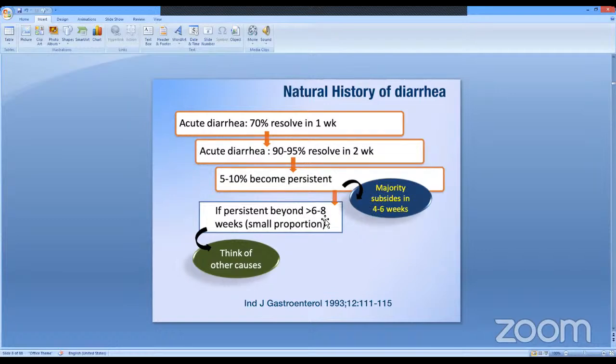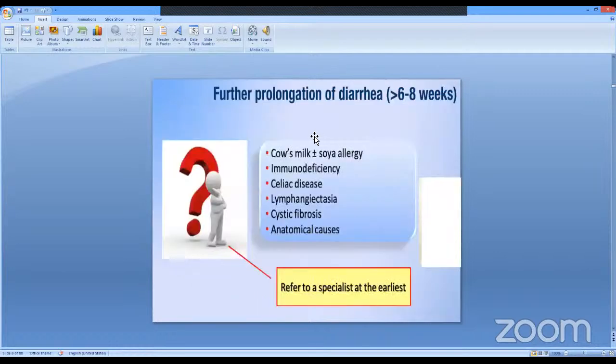And in these cases, we have to think that some other factors may also be responsible for this persistence. So what are those factors? You see, cow milk plus soy allergy, immunodeficiency, celiac disease, lymphangiectasia, cystic fibrosis, and anatomical causes. I will discuss this in detail later on. And these cases are to be referred to a specialist, as they are beyond the scope of a pediatrician to manage.